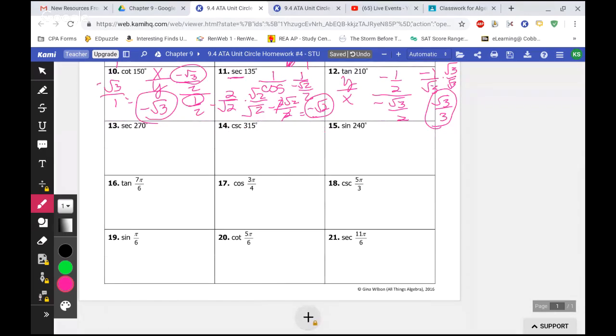Okay, 270. That's right down here. That's one of those quadrantal angles. And we're looking for secant. And secant is 1 over cosine. So if I look at my unit circle.